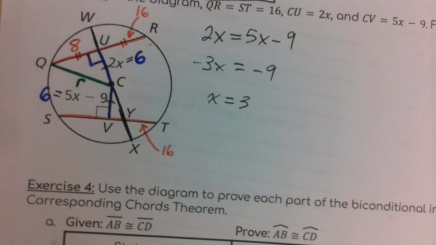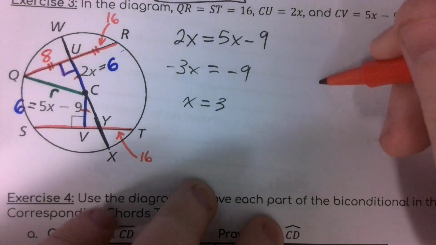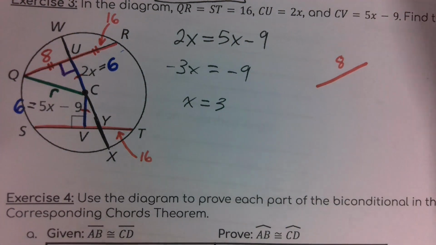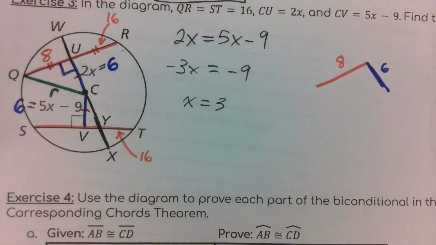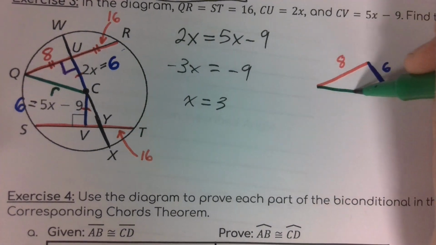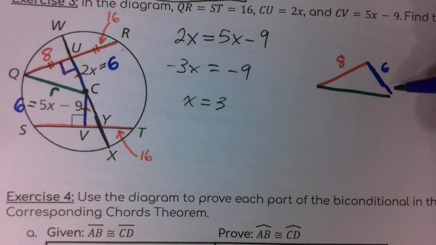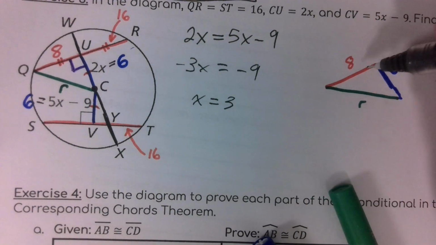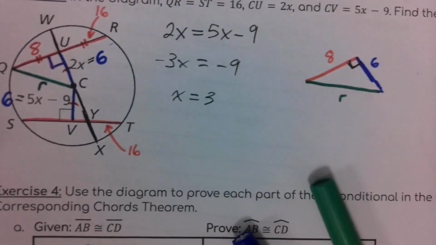This diagram is a bit messy, so let me write it over here so we can see it a little bit better. We have a line segment that is 8 units long. We have a line segment that is 6 units long. And we also have a radius, R. Finally, we happen to know that this triangle is a right triangle. So, how could we solve this? How could we solve for R?